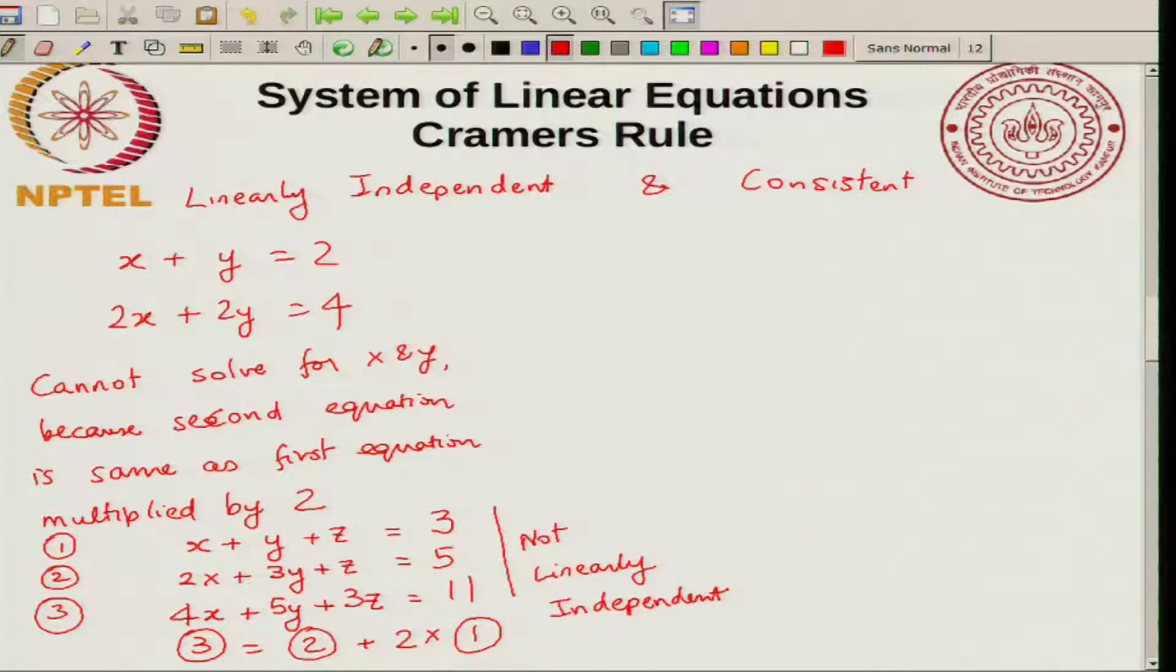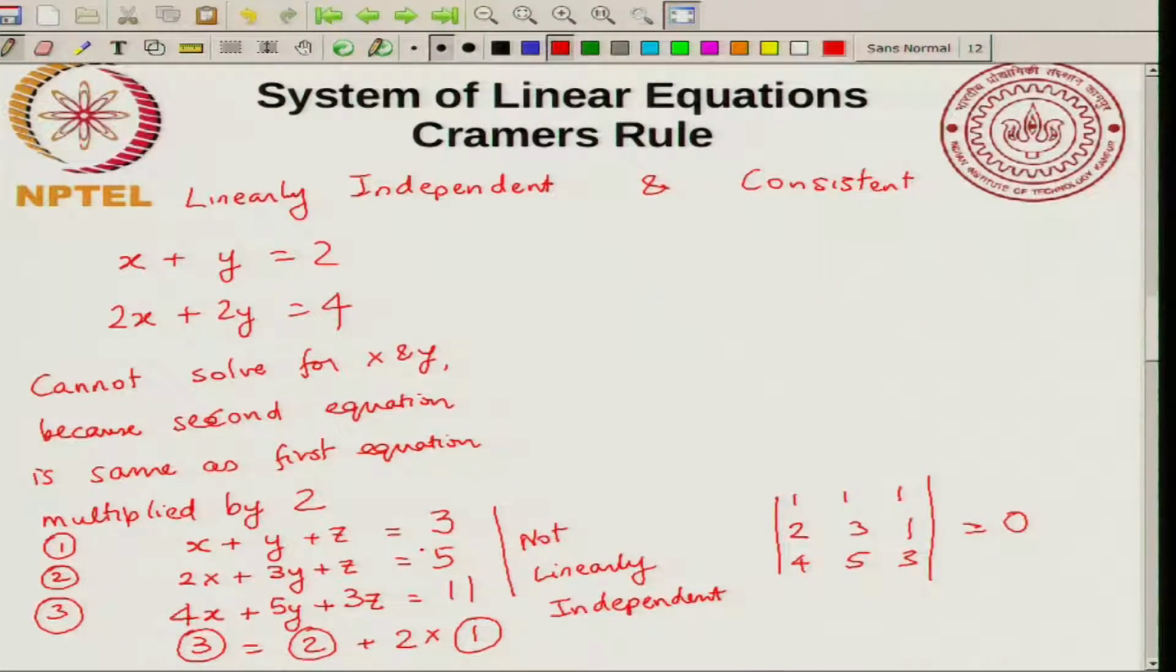In fact, what you will get is that the determinant will turn out to be 0. Okay. In fact, what you will get is that the determinant of this matrix, 1, 1, 1, 2, 3, 1, 4, 5, 3, equals 0. You can verify this. You can easily verify that this goes to 0. So, Cramer's rule does not work. Okay. And you cannot solve this system of equations, and it is obvious because you do not really have 3 independent equations. You have only 2 independent equations and you have 3 unknowns. So, you cannot solve it.